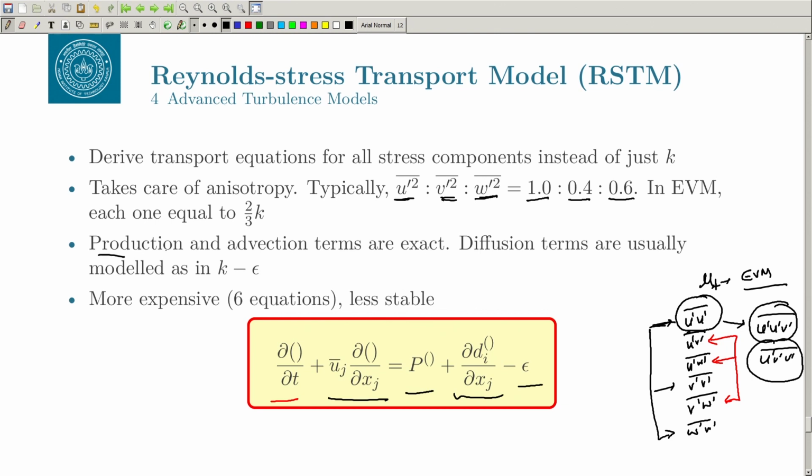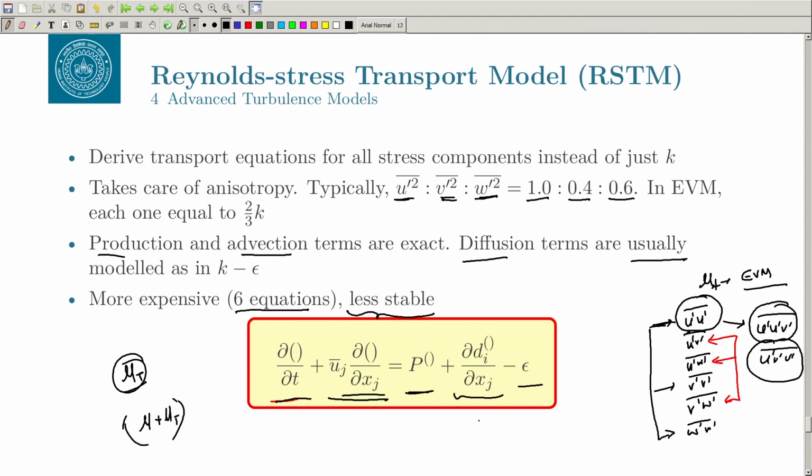Okay, the production and dissipation terms, as you told for the turbulence kinetic energy, if you want to derive those terms, you will get these terms accurately, but the diffusion terms are usually modeled, as in the K-epsilon equation. It has got 6 equations, but this is less stable than the EVM equation, and the reason for that is that in the EVM equation we get an extra viscosity which is mu t. So, this mu t basically makes the scheme more stable, because your effective viscosity is mu plus mu t. That advantage we do not have in this particular equation.